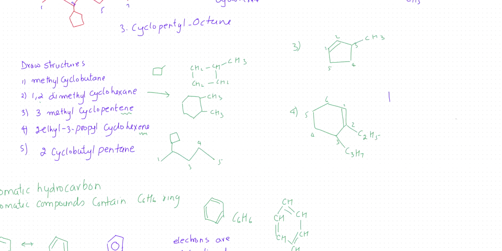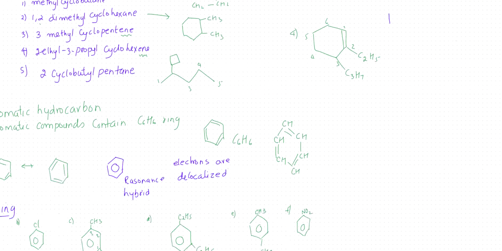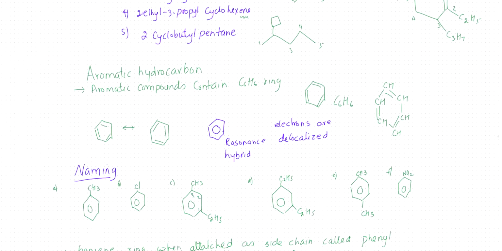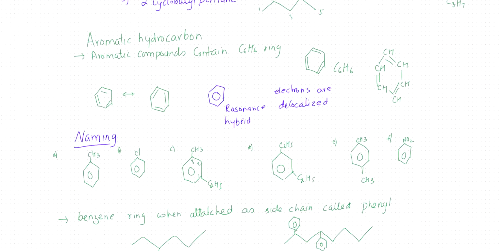Okay, next we'll go to, like this we name cyclic compounds. Now we'll go to aromatic compounds. They are aromatic hydrocarbons, also known as arenes. So aromatic hydrocarbons contain a benzene ring. All aromatic compounds have a benzene ring. And these compounds have a very strong aroma, so they are called aromatic.